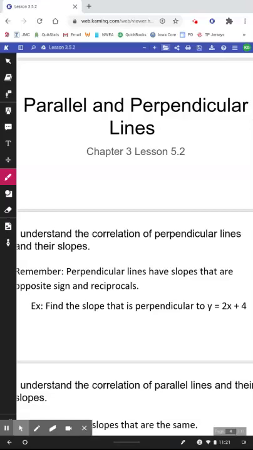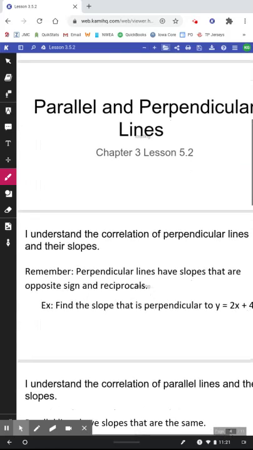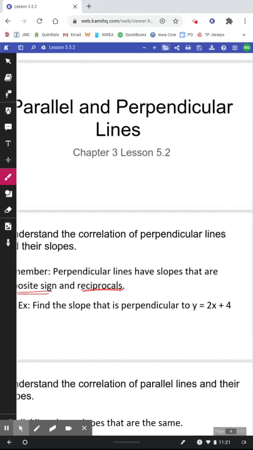Okay, Chapter 3, Lesson 5, Part 2, Parallel and Perpendicular Lines. Remember the correlation of perpendicular lines and their slopes? Perpendicular lines have slopes that are opposite sign and reciprocal, which means flip the fraction. So in this first example, find the slope of a line that is perpendicular to y equals 2x plus 4.